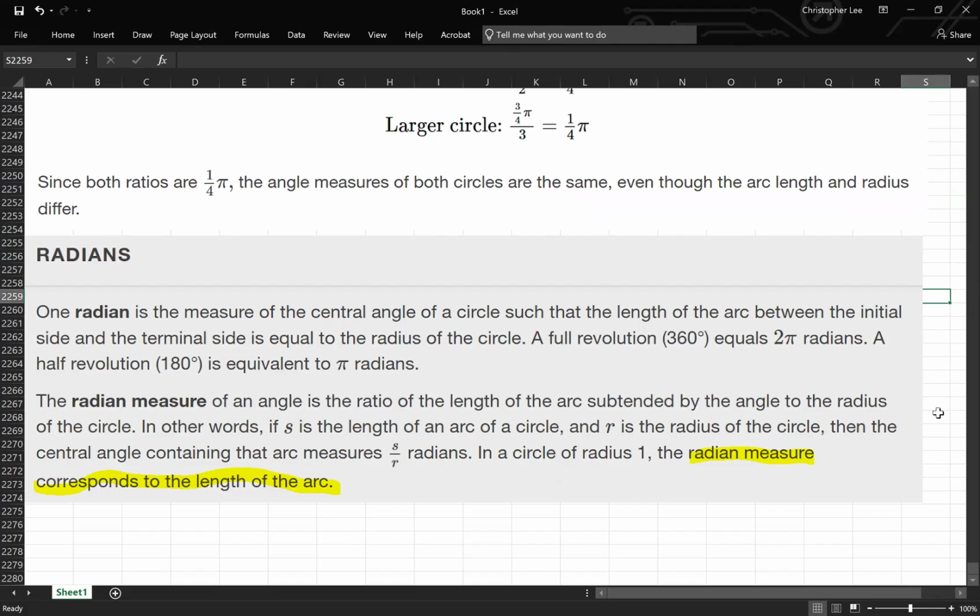Radians, excuse me. The radian measure of an angle is the ratio of the length of an arc subtended by the angle to the radius of the circle. In other words, if S is the length of an arc of a circle and R is the radius of the circle, then the central angle containing that arc measures S over R radians. In a circle of radius 1, the radian measure corresponds to the length of the arc. Right?